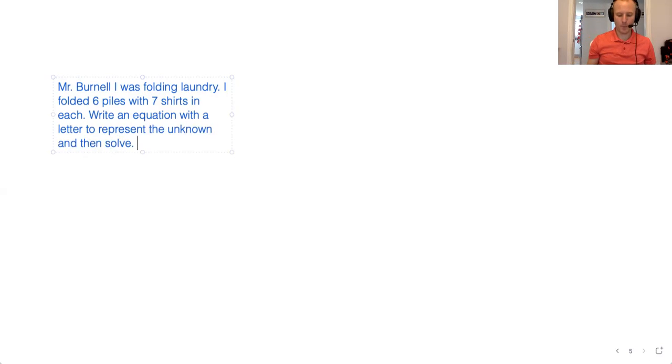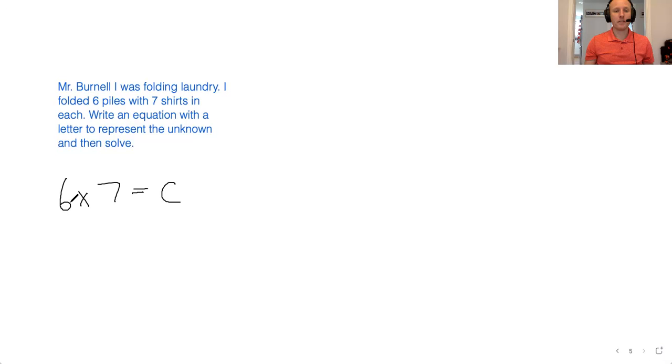All right, so this one's a little bit different. I'm going to say I have 6 piles with 7 pieces of clothes or shirts in each, and then I have a total of this many C clothes. So C is my unknown. I could write a division sentence this way too, but it doesn't help us as much in this case. So in this case, I'm going to stick with the multiplication sentence.